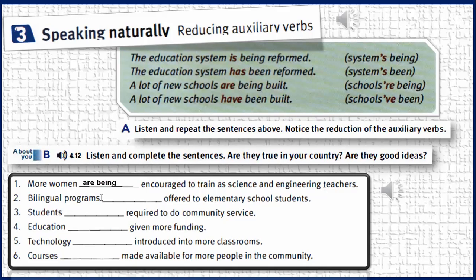Please, Vanessa, number 2. Bilingual programs are being offered to elementary school students. Yes, very good. Bilingual. Thank you, Vanessa. That was really good. Please, Leslie, let's continue with number 3. Students are being required to do community service. Perfect. That was really good.